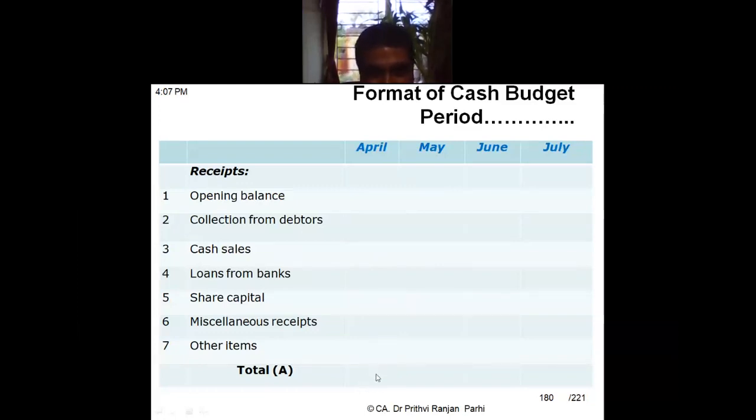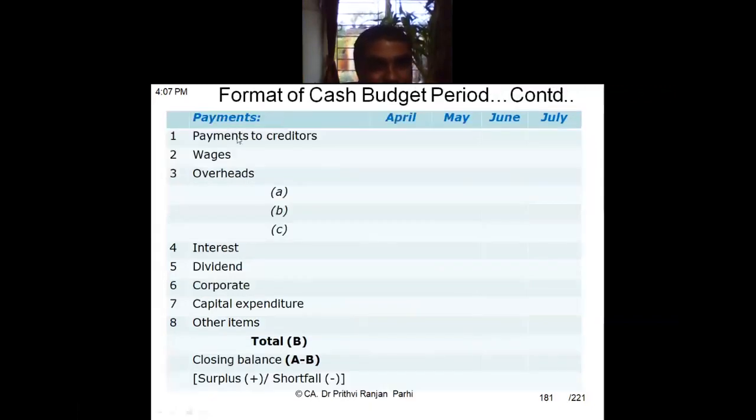And on the next page we'll be writing payments. You see payments to creditors, wages, overheads, interest; all these payments we will write here. So receipts are there, now payments are there. Total receipts, total payments. So the balance is the closing balance, we can find it out. Opening balance plus receipts minus payments. This is the closing balance, is it not?